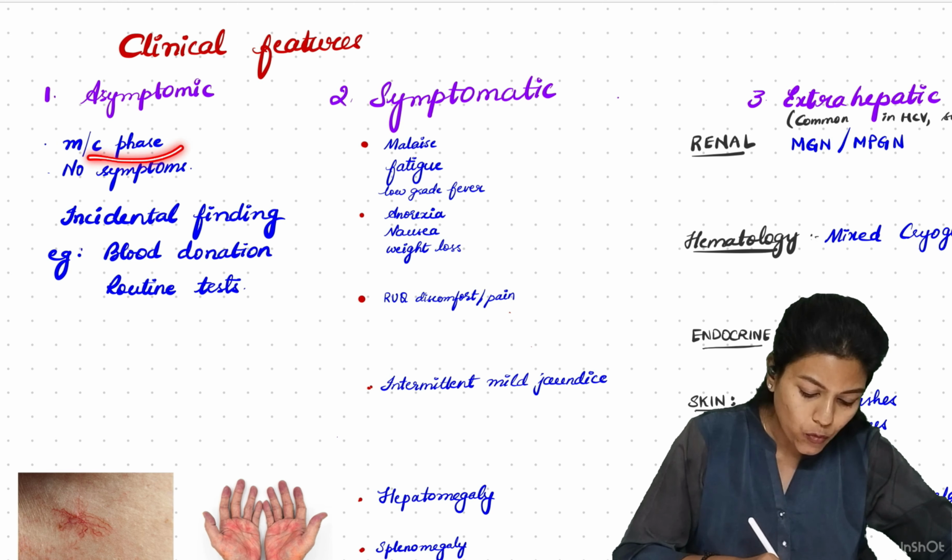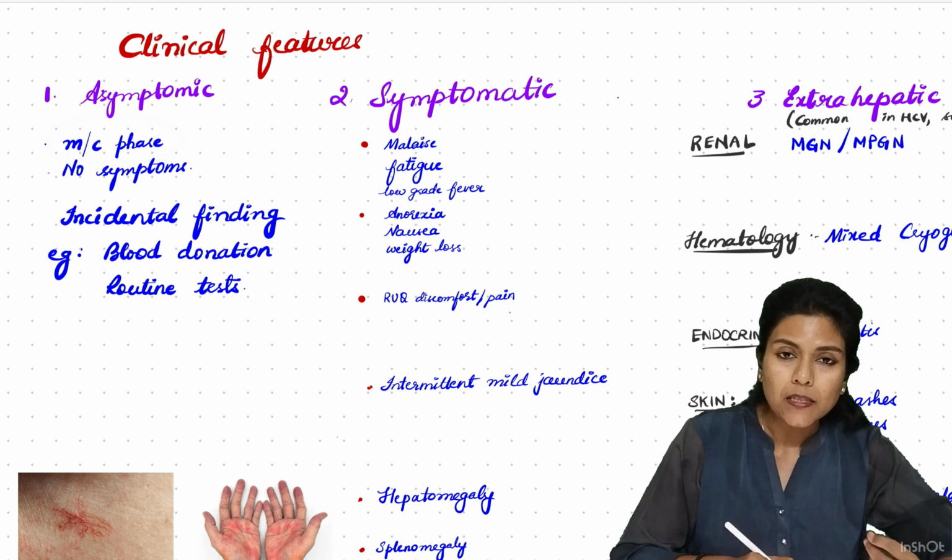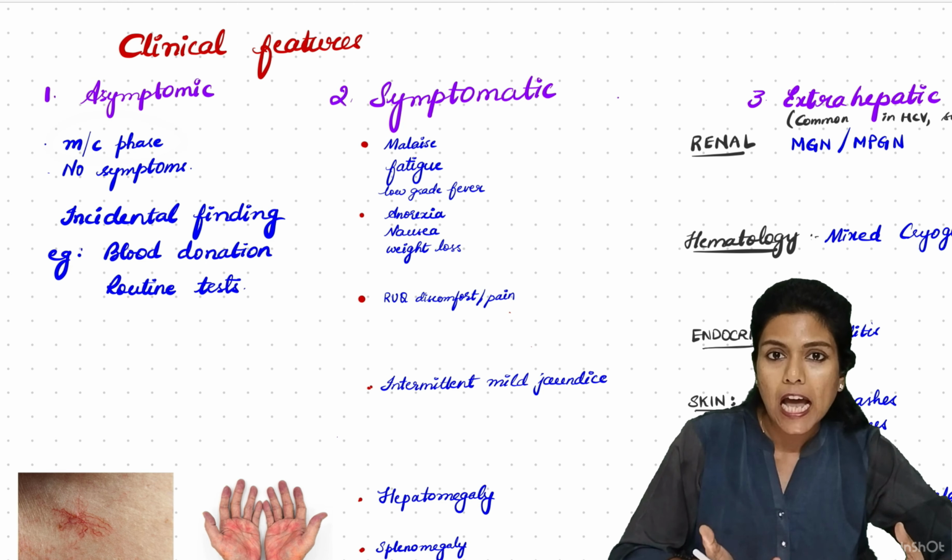Asymptomatic phase is the most common phase. Asymptomatic means it does not have any symptoms. There are no symptoms in this phase. So, how is it diagnosed? It is an incidental finding. Incidental, by chance, it is found out by chance during routine blood tests or during blood donation. The patient does not have any symptoms.